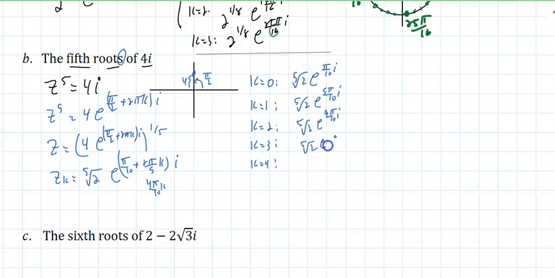Add another 4, e to the 13 pi over 10 i, and another 4, that's e to the 17 pi over 10 i. And if you add another 4, 21 pi over 10, that's more than 2 pi. That's the same as pi over 10. Now comes our graph.